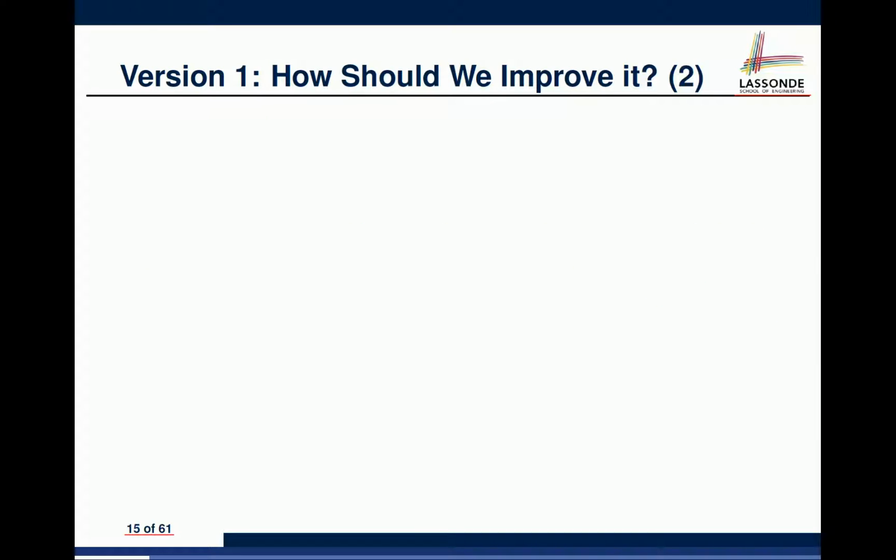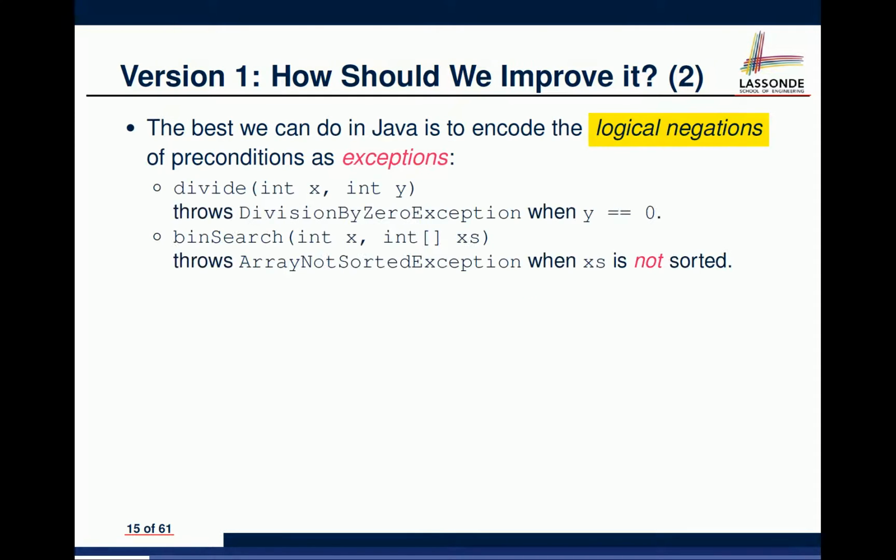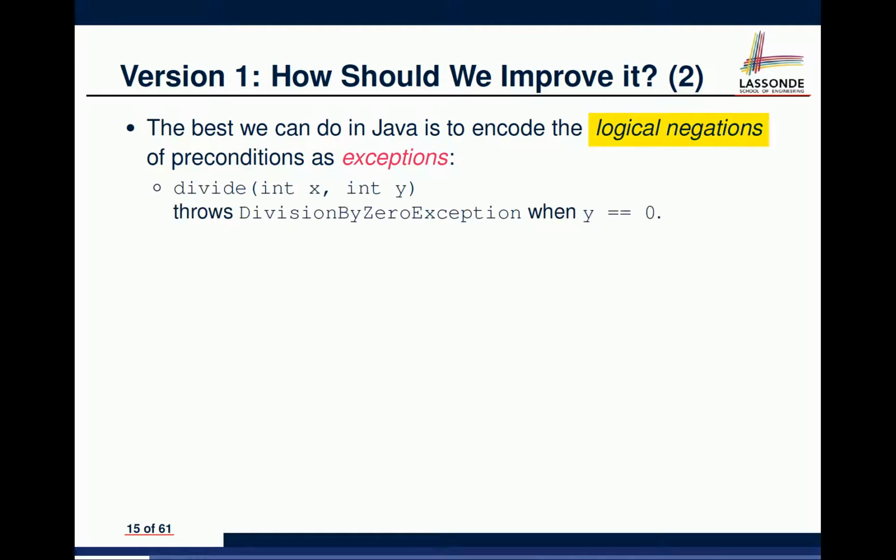Okay, that's about the precondition. And in Java, the best way we can do is by encoding exceptions. So now you can see the corresponding exception. For example, for the divide, the precondition, as we said in the previous slides, should be y is not equal to 0. But now, when you talk about exceptions, it's now y equals 0.